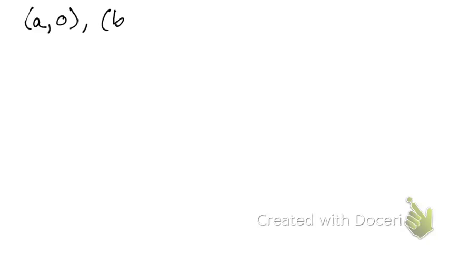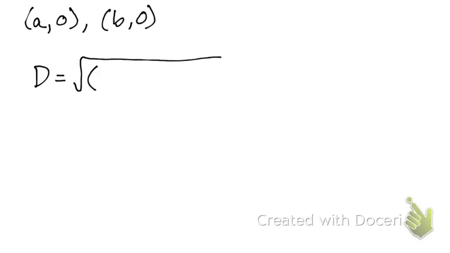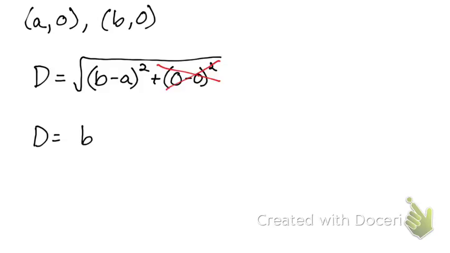A, 0 and B, 0. So if I plug this into the distance formula, I kind of switched it up on my answer key, but it's still the same. Our distance is going to equal the square root of our second x value, so B minus A squared, plus our y, 0 minus 0 squared. In fact, 0 minus 0 squared is just gone. So we just have B minus A squared. Well, the square root and the square are going to cancel each other out. So our distance is going to equal B minus A, but there's one key difference here.